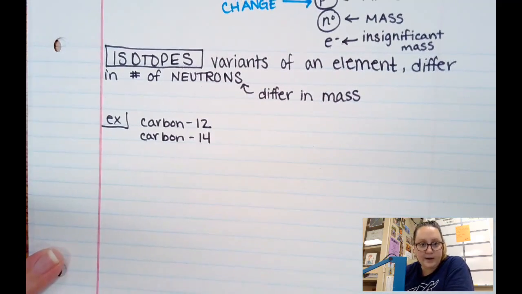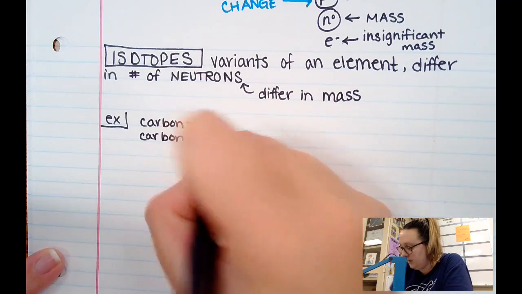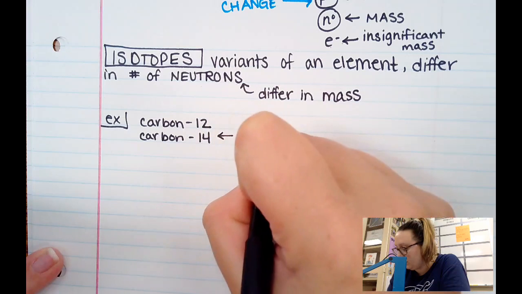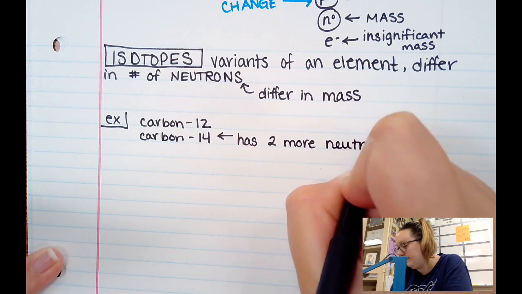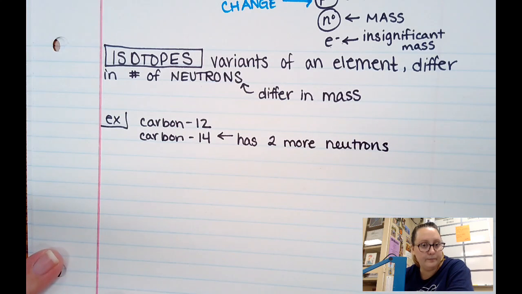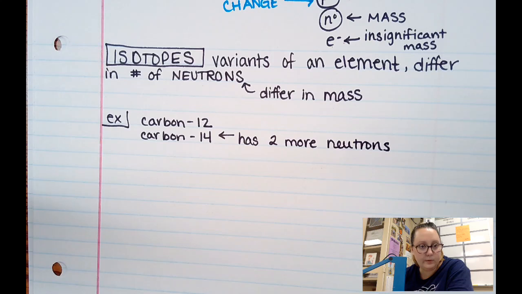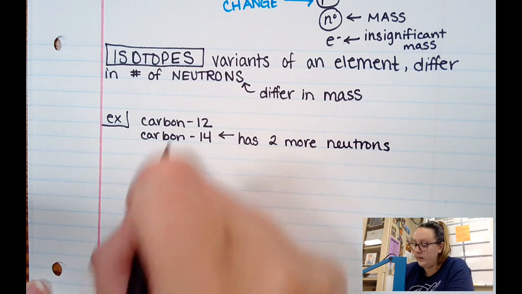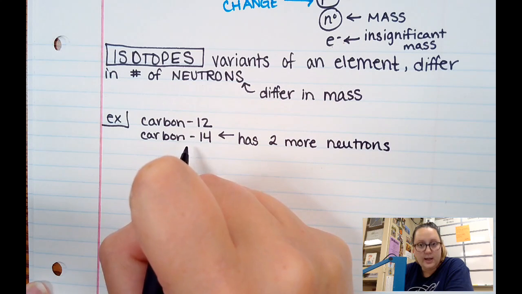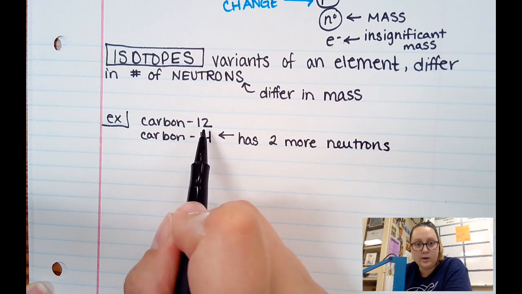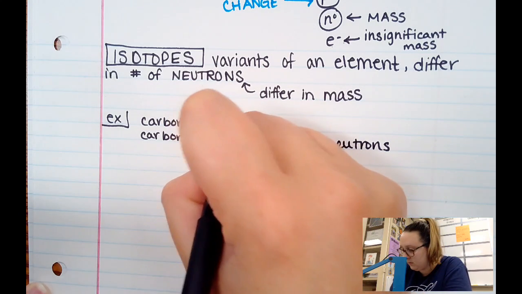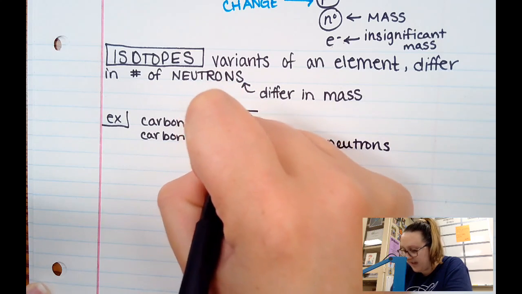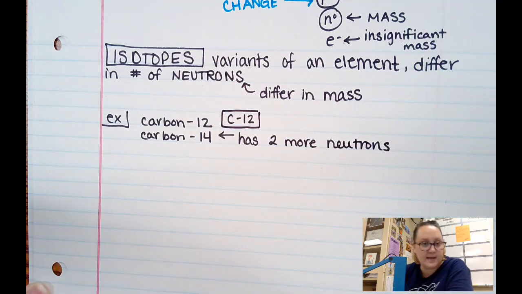What is different about these? Carbon 14 has 2 more neutrons than carbon 12. So it would also be heavier than carbon 12. All right, we always put a dash, and you might see it written out with the word in a dash, or you might see just that, C for carbon-12.